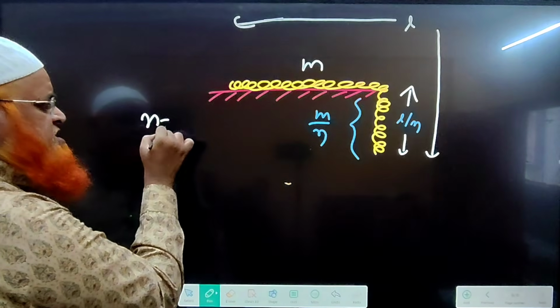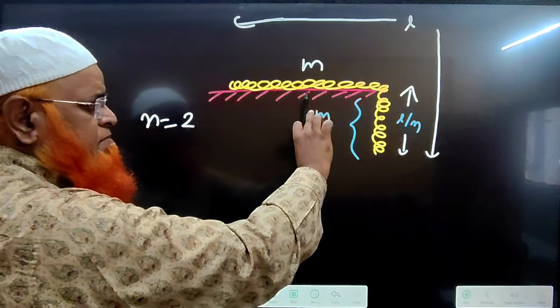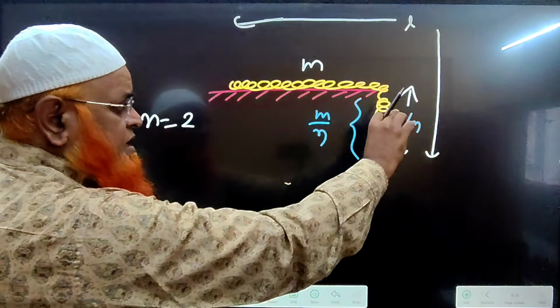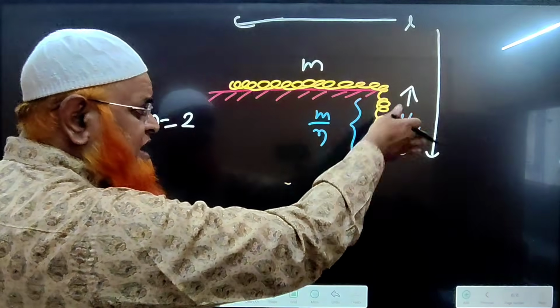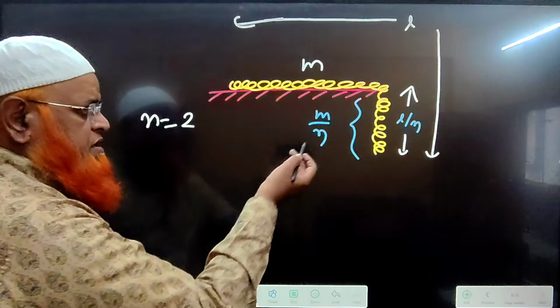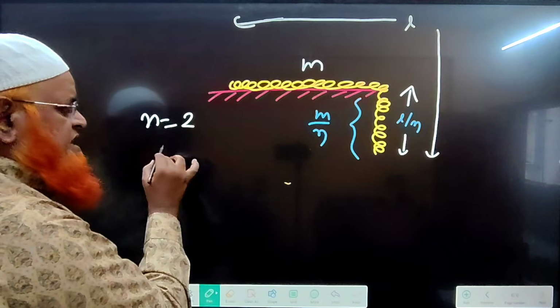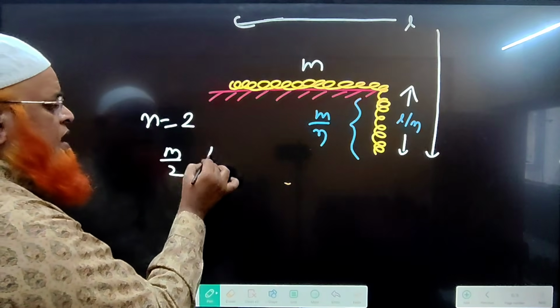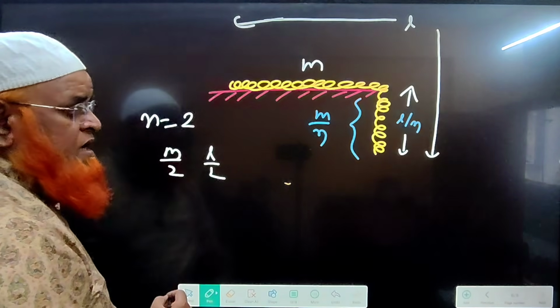So you can take m by 2 in the place of n2. Half of the chain is hanging. M means L by 2. Half of the chain is hanging. Understood? So do not confuse m by n. If you take m here, m by 2 and L by 2 is the hanging part.